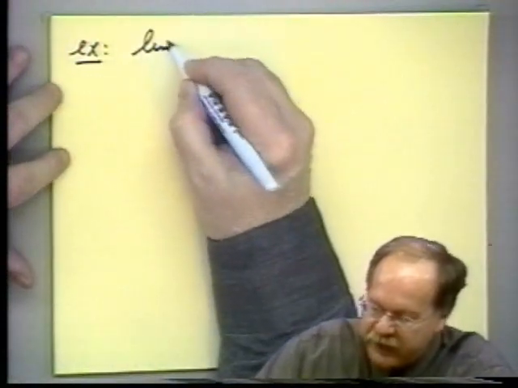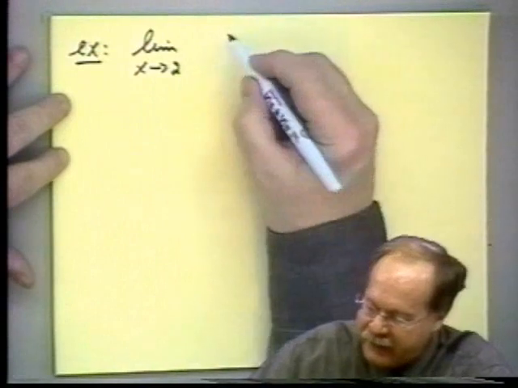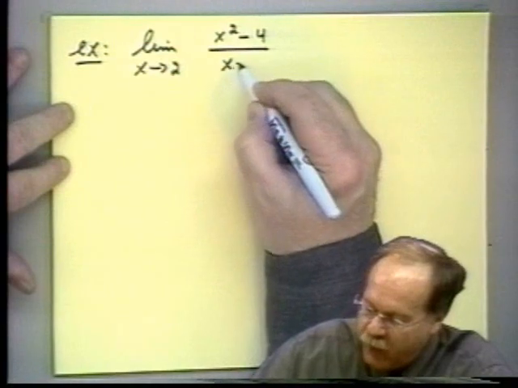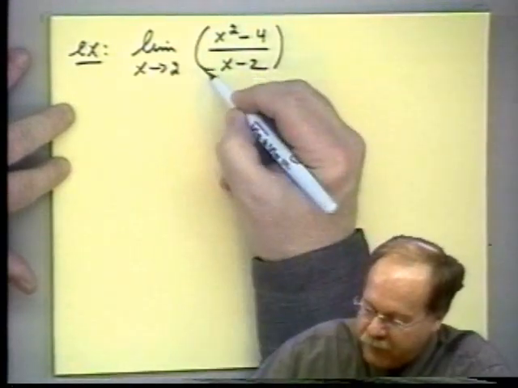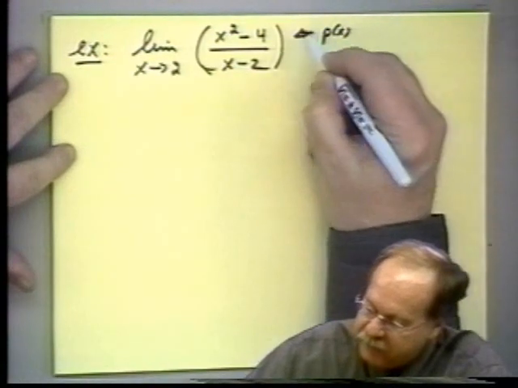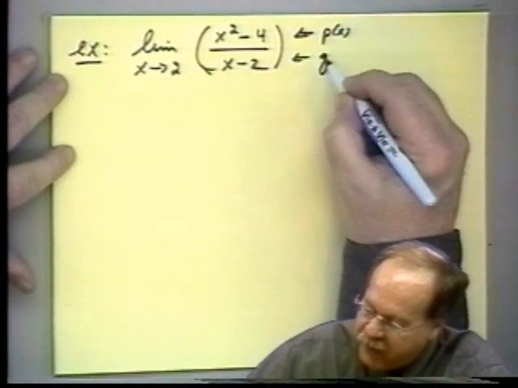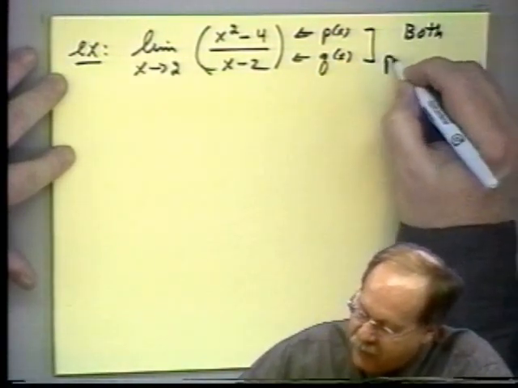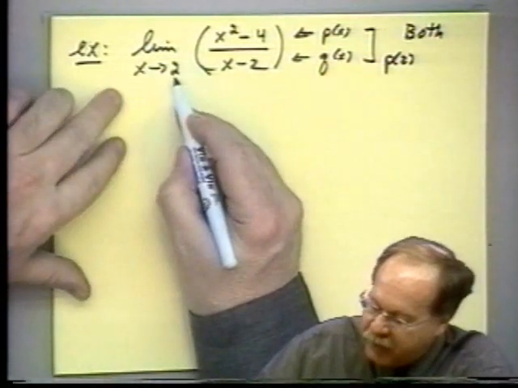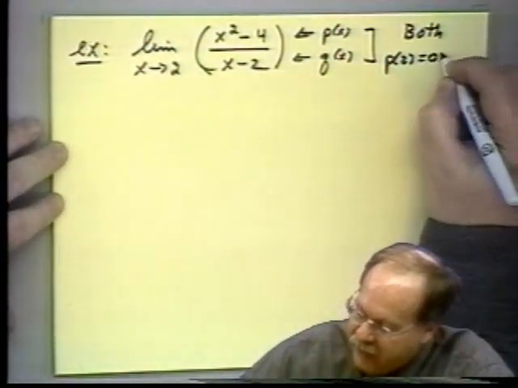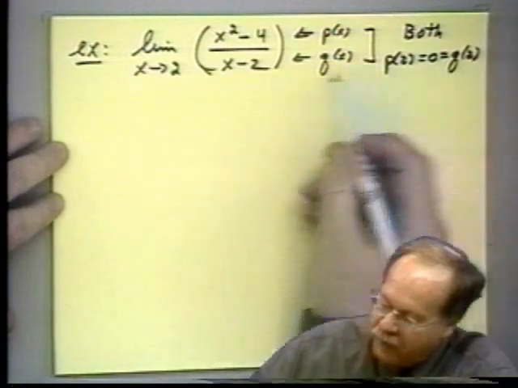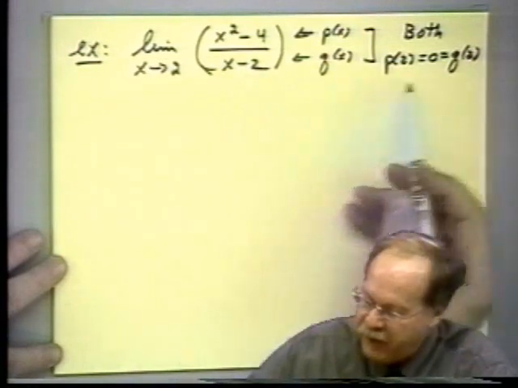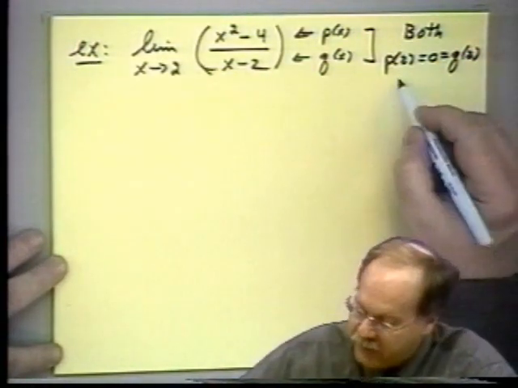Here is a straightforward example where 0 over 0 apparently is the result. Take the limit as x approaches 2 of x squared minus 4 over x minus 2. Again, the top is the polynomial p of x, the bottom is the polynomial q of x. And please observe that both p at 2, which is the number x is approaching here, and q at 2 are 0. If you put 2 in at the top, you get 2 squared minus 4, that's 0. The bottom, 2 minus 2, is 0. So we have the conditions of case 3.